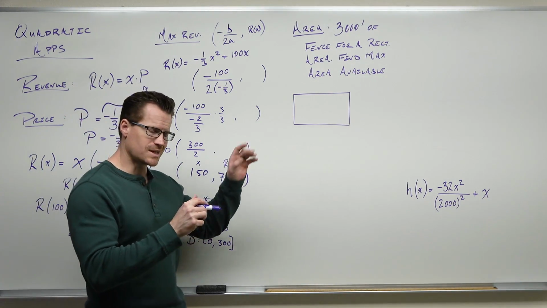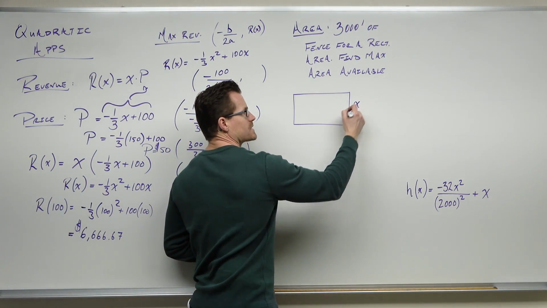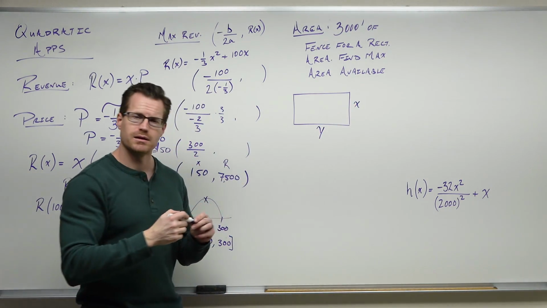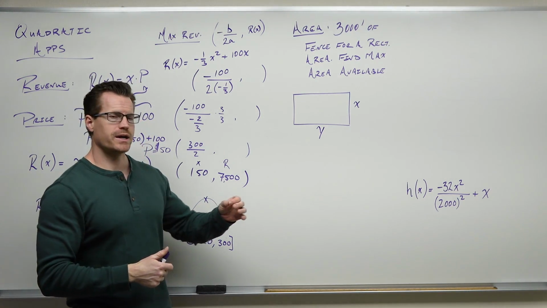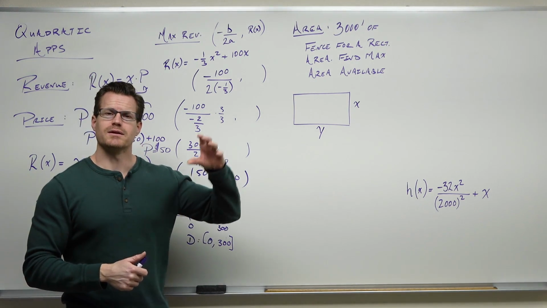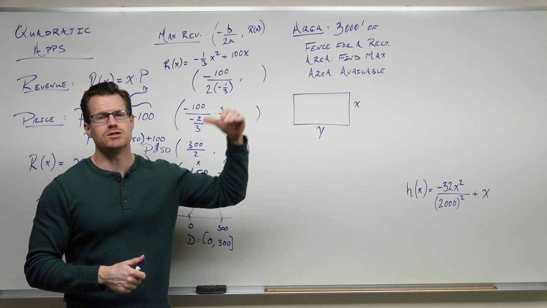We're going to draw a picture. We're going to make one of these sides X and one of these sides Y, because they might not be the same dimensions. We're going to find our constraint and the function we're trying to maximize, and then do a substitution.